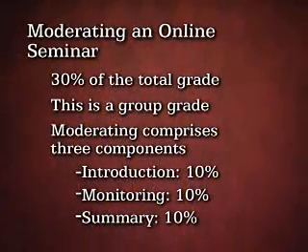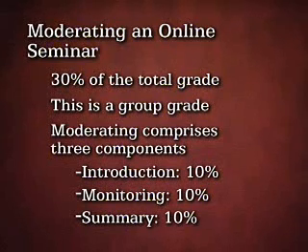Once you become a moderator, 30% of your grade is assigned to the quality of your work in moderating. 10% is for the quality of the introduction, the presentation that you give to the students on day 1. 10% is for the quality of the monitoring, how well you advance the discussion and make sure that it's not repetitious, that you bring in weaving and other techniques to move the discussion ahead. And 10% for the quality of the summary. Students are asked to summarize and reflect on what worked, what didn't, and what they would do differently next time.